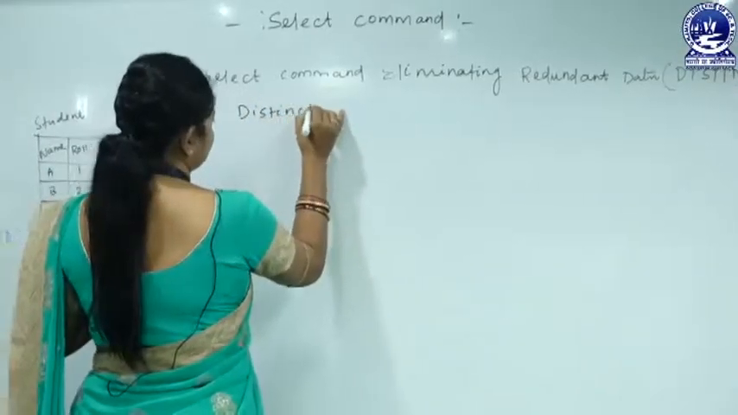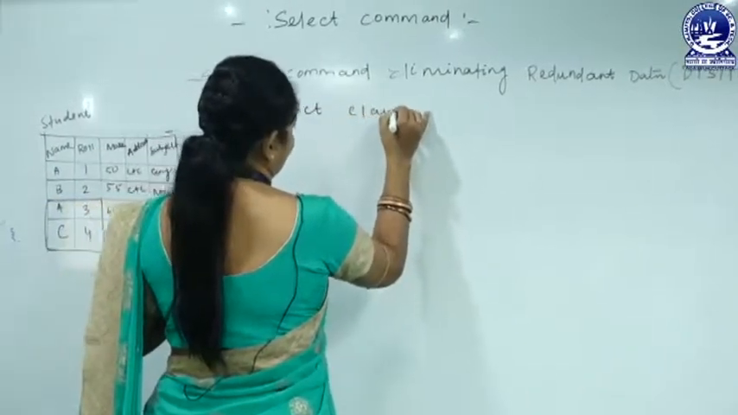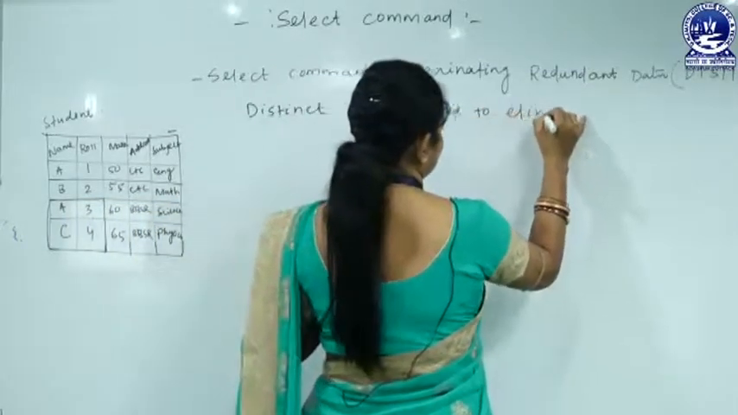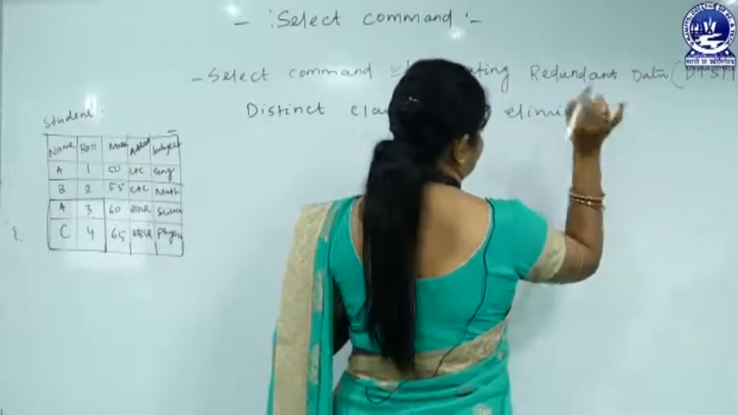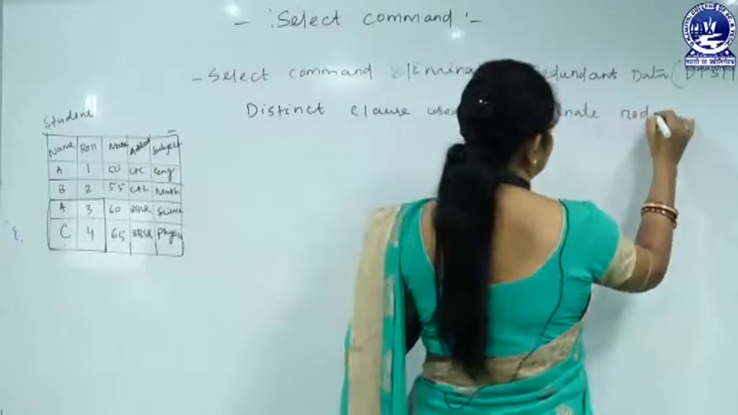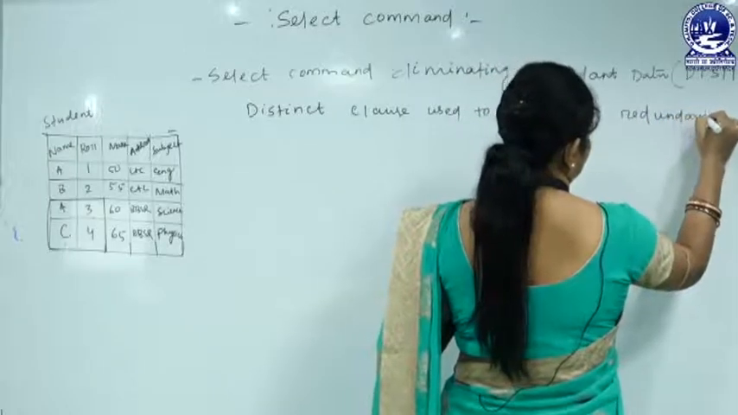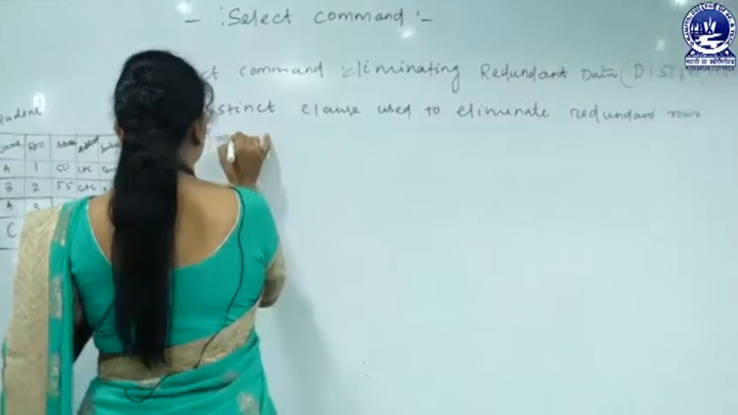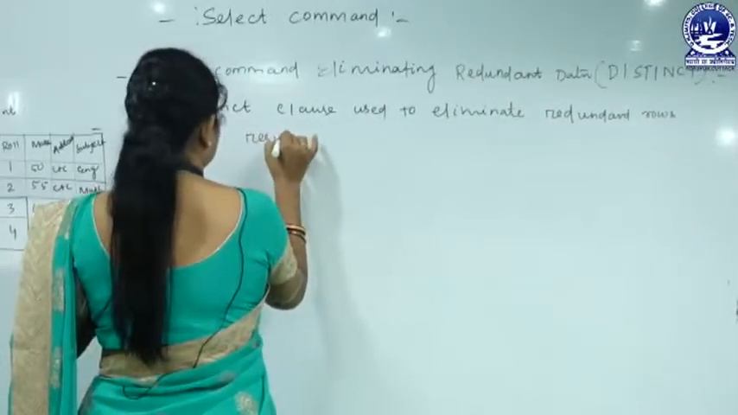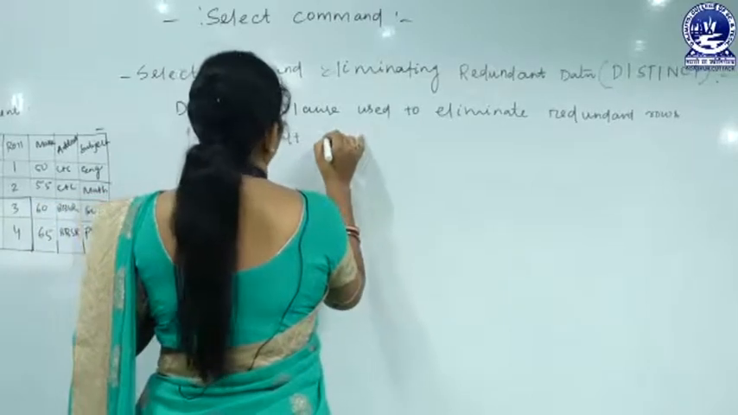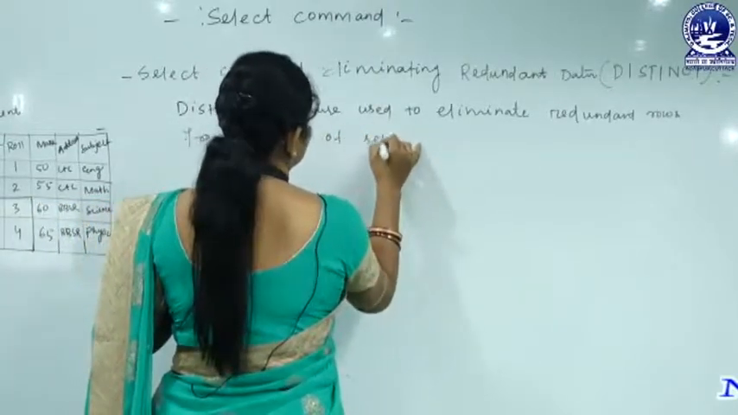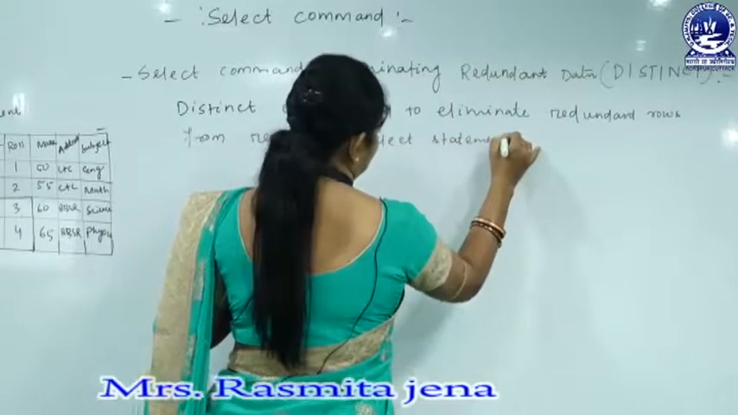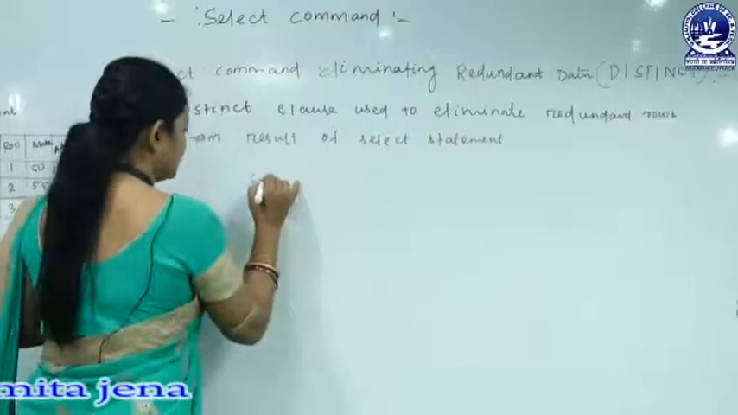Distinct clause: used to eliminate redundant rows from the result of the select statement. Okay. So, next we will see the syntax, how we can use the distinct clause.